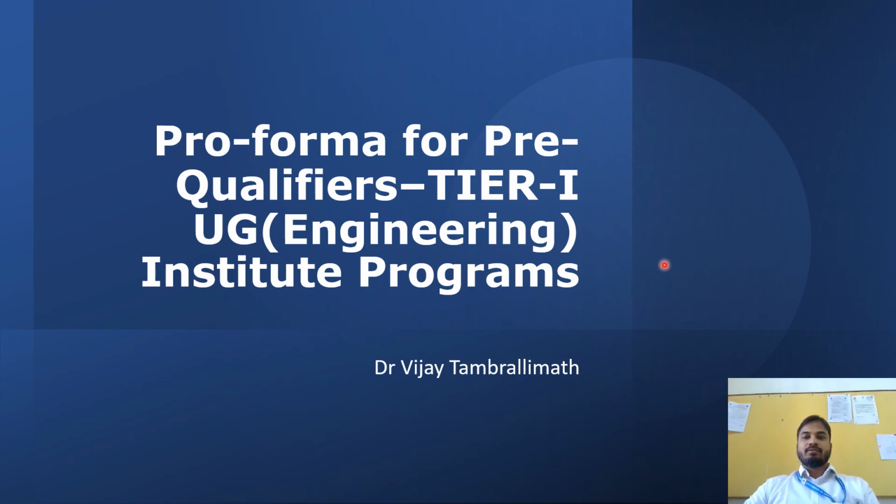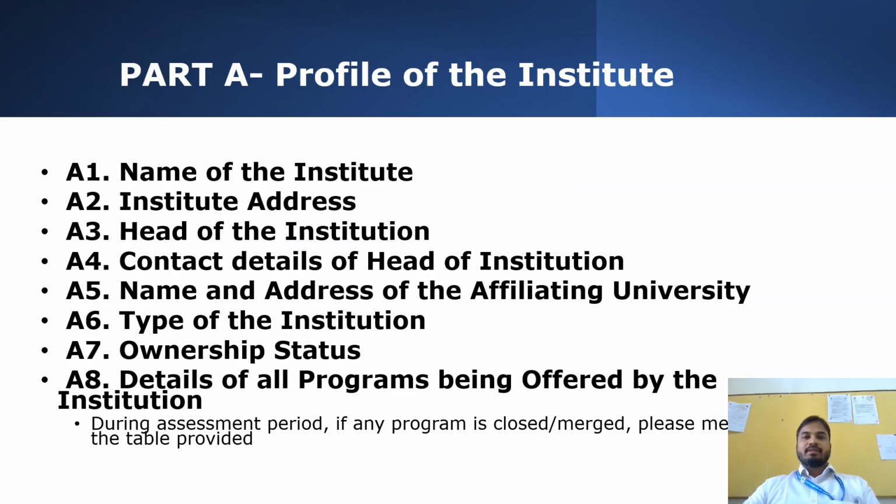Hello everyone. So today we will look into the pro forma for pre-qualifiers Tier 1 UG Engineering Institutes program applying for NBA accreditation. It is divided into two parts, part A and part B. Part A is the profile of the institution like the previous time.